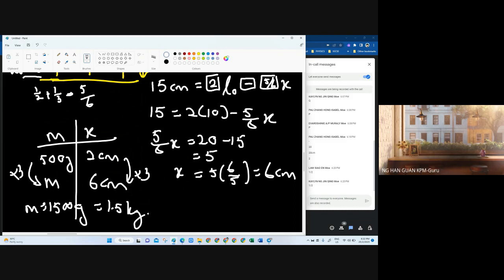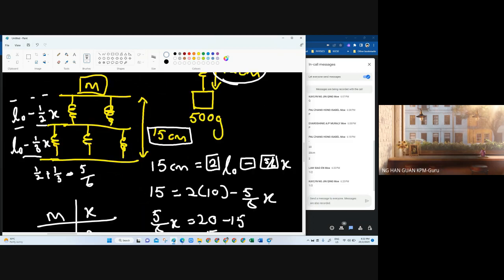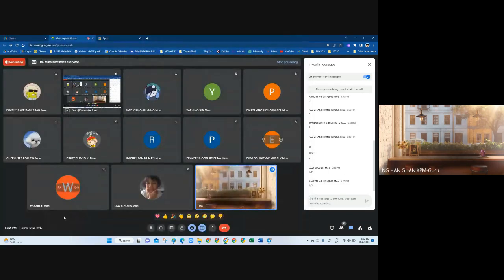So this is how we solve. All right, so that's why you need to know how many extensions the system got. That's what I mentioned, and that's the meaning that I told you. You need to know how much is the extension of the spring system. Can you understand the solutions? If yes, please raise your hand.